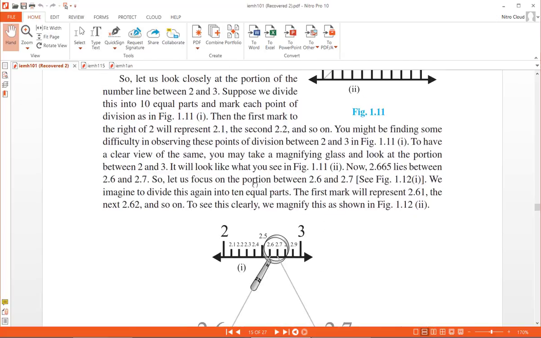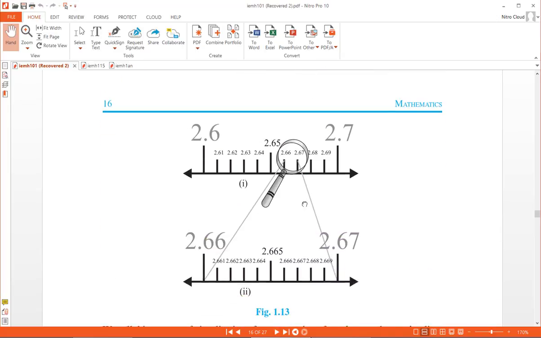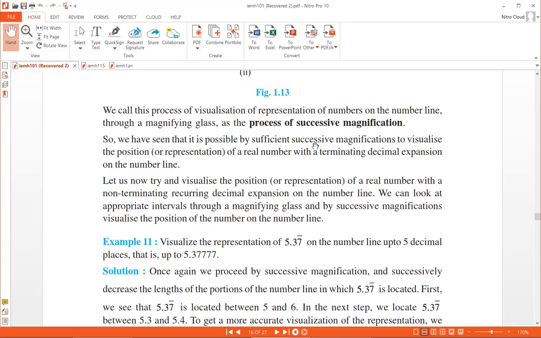Now we are looking at 2.66. So we will magnify the 2.6 to 2.7 region further. This magnification is done. Now I will again divide it into 10 parts. So I will have 2.661 to 2.669 represented here. And what was the value I was looking for? 2.665. So this is the value that we were looking at. By successive magnification, I can represent the values.